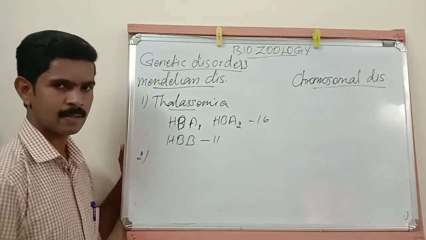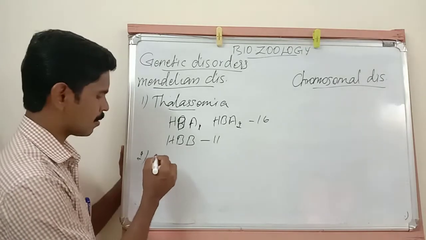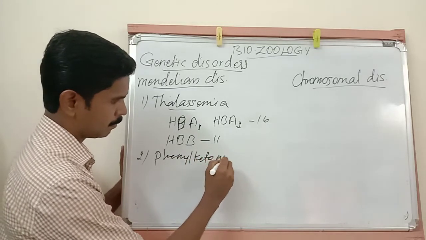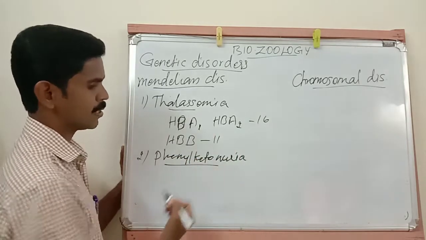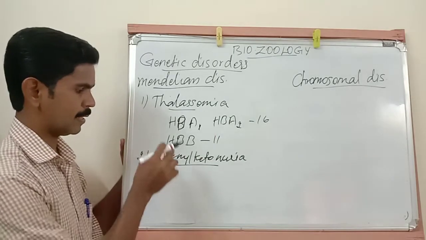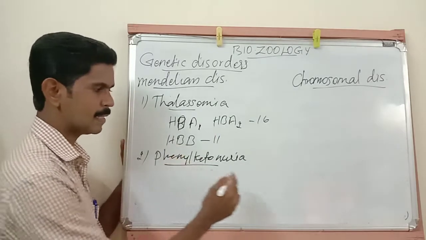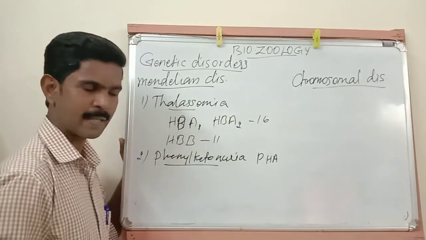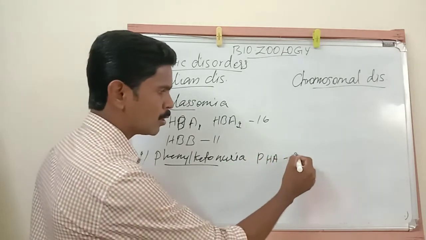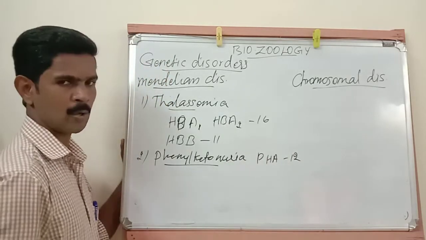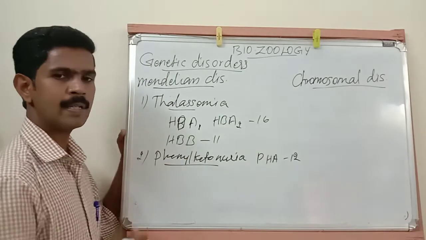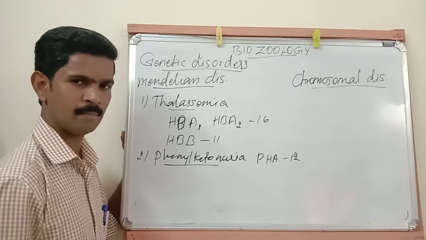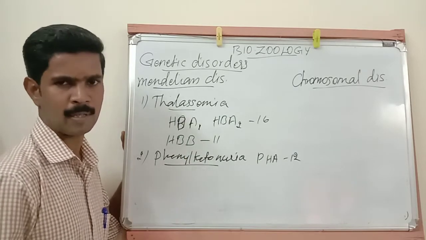Then the second disease is called phenylketonuria. The gene responsible for this disease is the PHA gene, and this gene is located on chromosome number 12. Listen very carefully. Phenylketonuria is an inborn error of one metabolism, the metabolism of phenylalanine.